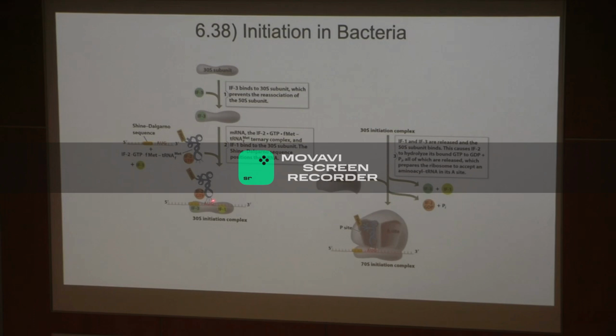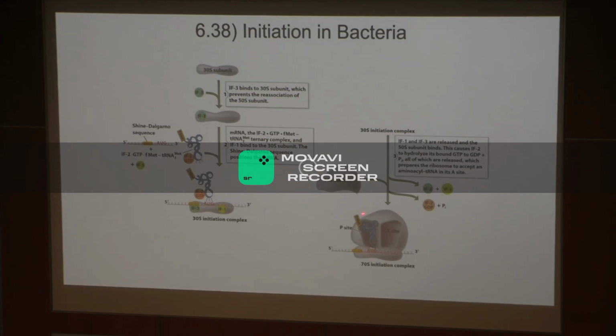At this stage, the initiator tRNA is bound to this initiation factor, IF2, which is one of those GTPases. The IF2 only has affinity for the tRNA when it's in its GTP-bound form. So we call this the 30S initiation complex. Now the 50S subunit comes along and binds to the 30S initiation complex to form the 70S initiation complex.